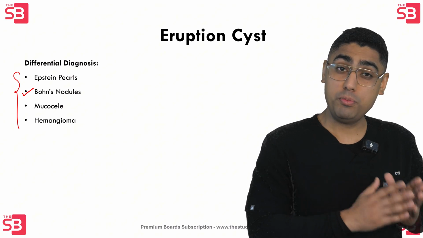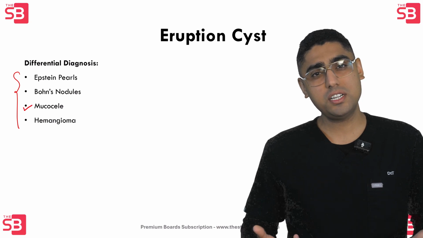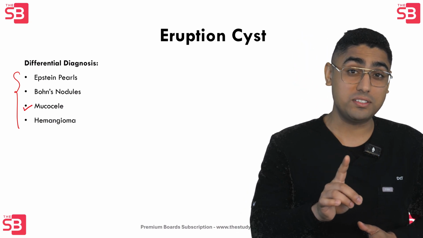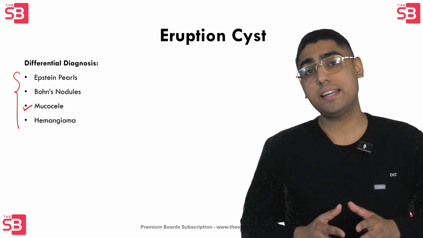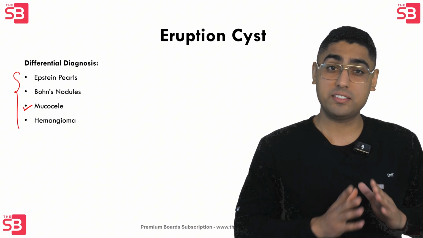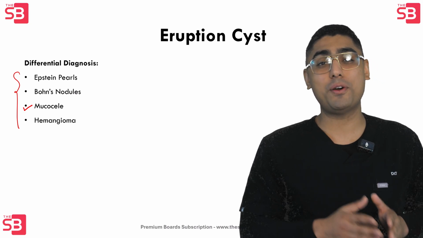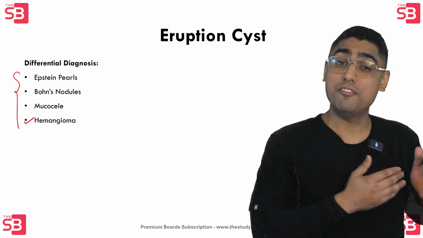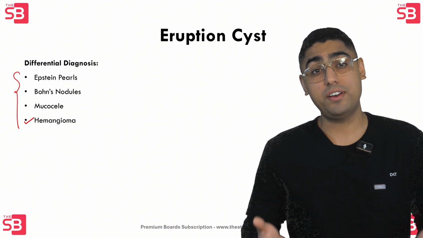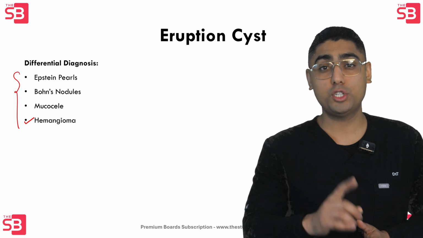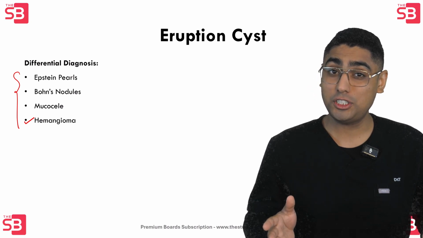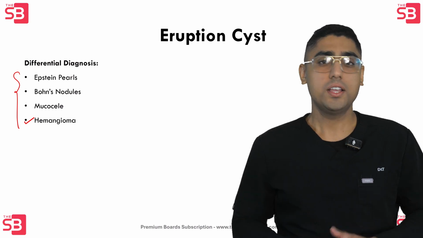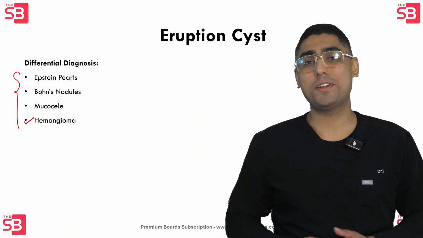When we are talking about mucocele, it is another condition to consider because it appears as a soft bluish swelling caused by mucus retention. Mucoceles are typically found on the lower lip, whereas the eruption cyst is commonly found on the alveolar ridge. Lastly, hemangiomas are vascular lesions that appear red or bluish purple. But the key feature of hemangiomas is that they blanch when you apply some pressure, and that is something eruption cysts do not do.